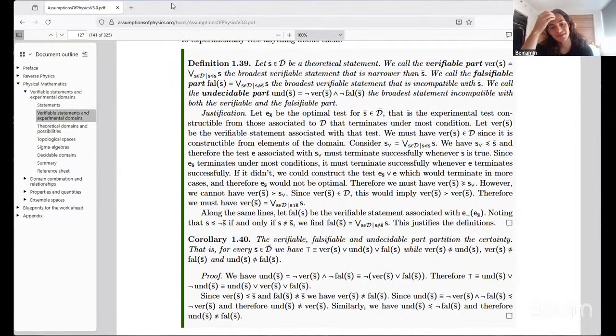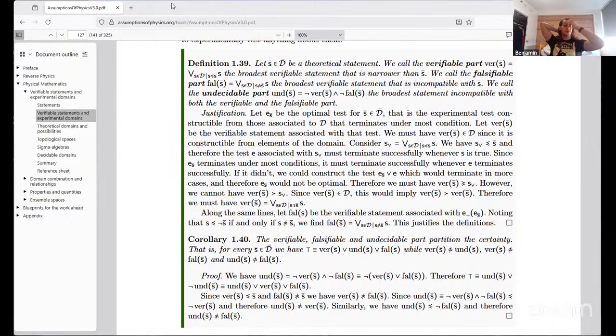However, we cannot have that var S bar is strictly broader. Broader or equal, I guess. I didn't realize whether it's broader or strictly broader, the same as subset or strict subset. So, okay, we cannot have that the var of S bar is strictly broader than S disjunction. Since var of S bar is in D, this would imply that var of S bar is broader than var of S bar, and therefore we must have that var of S bar is equal to the disjunction of all of the statements that are narrower than S bar.